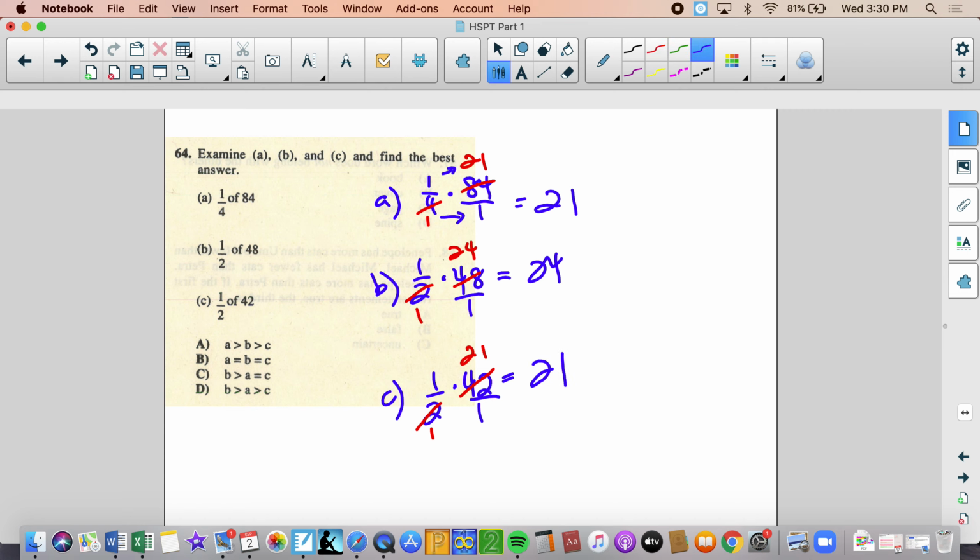Now, we're going to compare. Is A greater than B? Nope. A is not greater than B. Is A equal to B? Nope. Is B greater than A? B is greater than A, and is A equal to C? Yep. I like that. And let's check D just in case. Is B greater than A? Yes. Is A greater than C? No. So we get that answer.